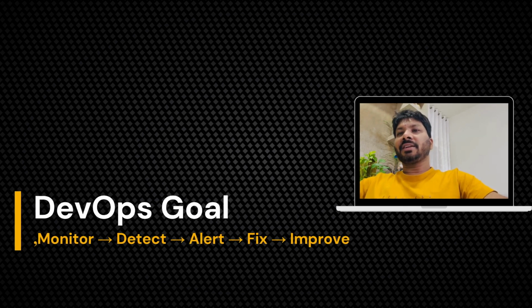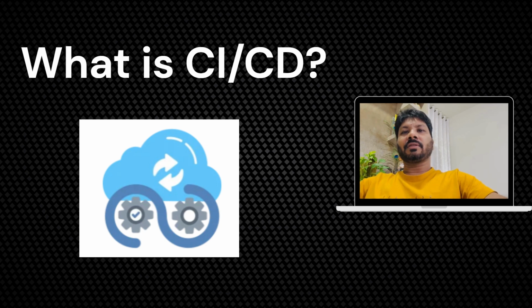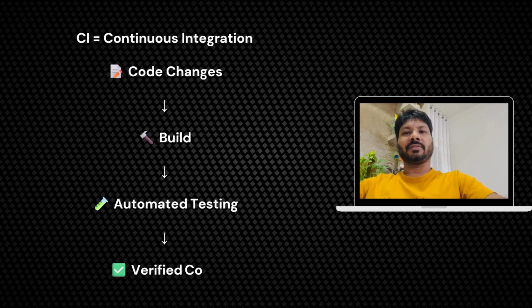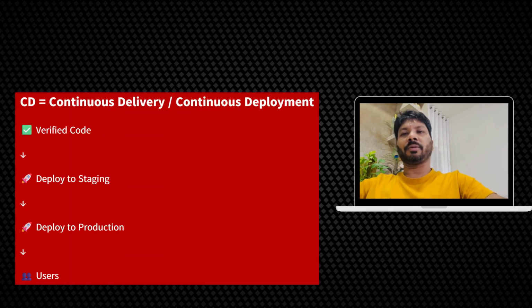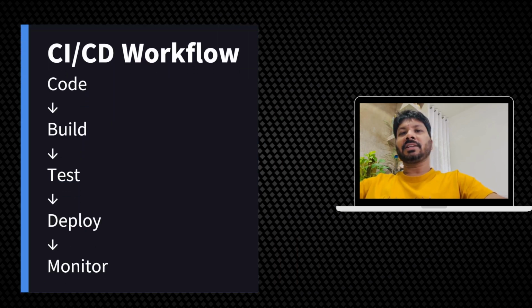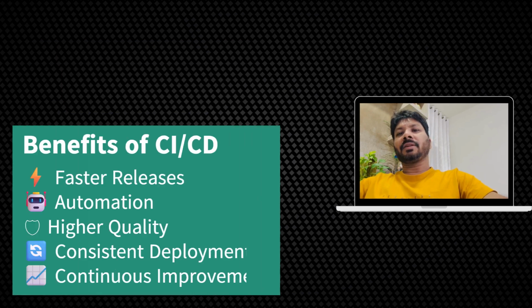What CI/CD really means. So, what exactly is CI/CD? CI means continuous integration. Every code change is automatically verified. CD means continuous delivery or continuous deployment. Verified code is automatically delivered to the users. Together, CI/CD transforms software delivery from a stressful manual event into a reliable, repeatable, and predictable engineering process.